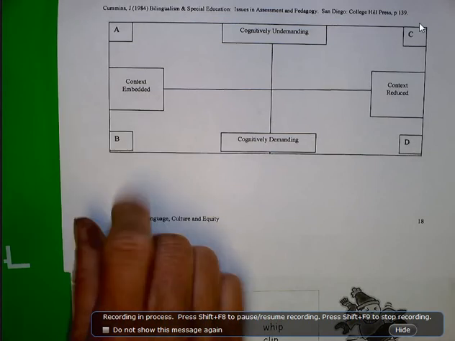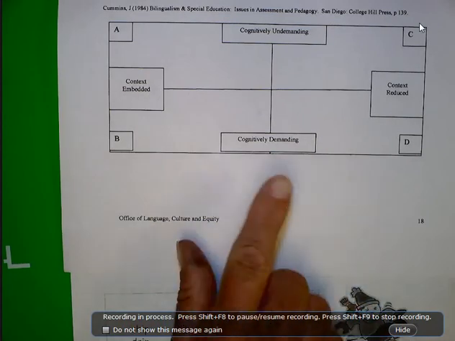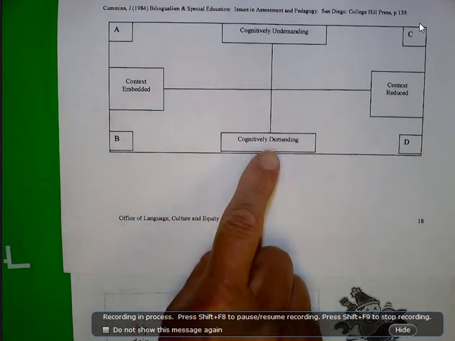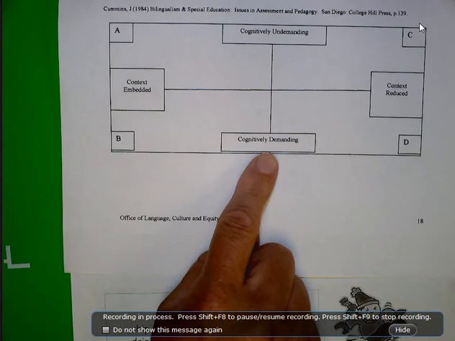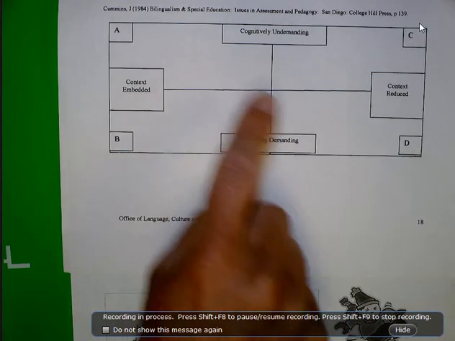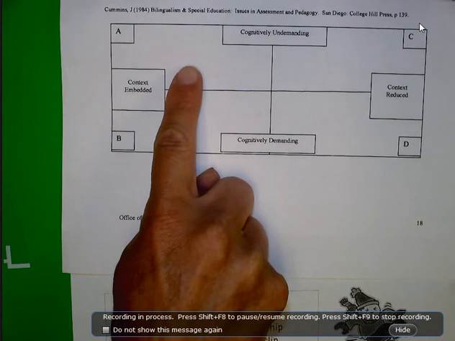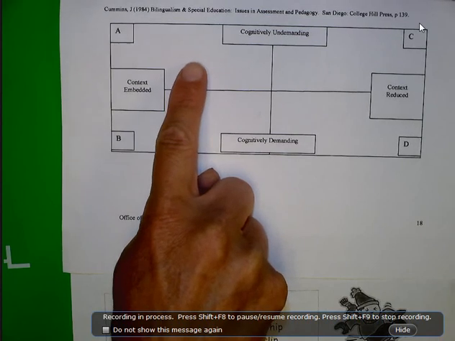That's the one continuum. The other one is cognitively undemanding all the way up to cognitively demanding. And as you know, cognitive demand is how difficult something is academically for a student. So we have different quadrants. Up here, we have lots of context embedded, but very low cognitive demand.